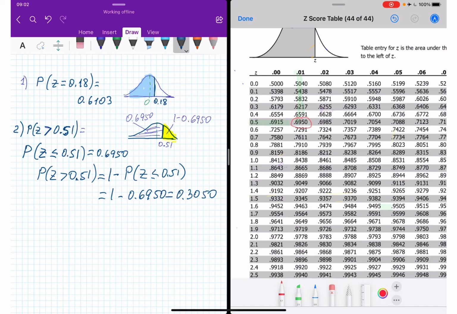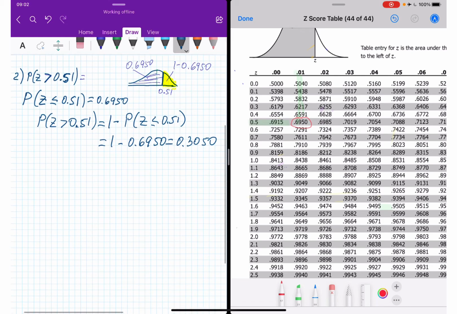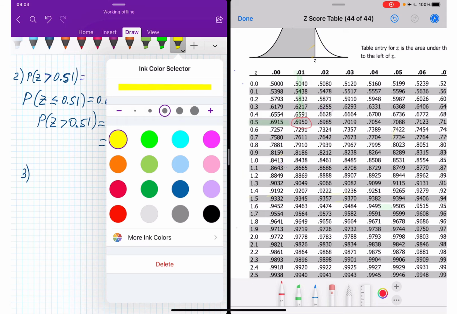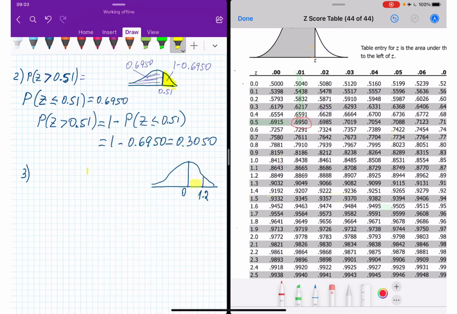Number 3. We need to find the area in between, which means it's going to be between 0, it's asking for 0, one is 0, and the other one is 1.2. So the shaded area is going to be this.